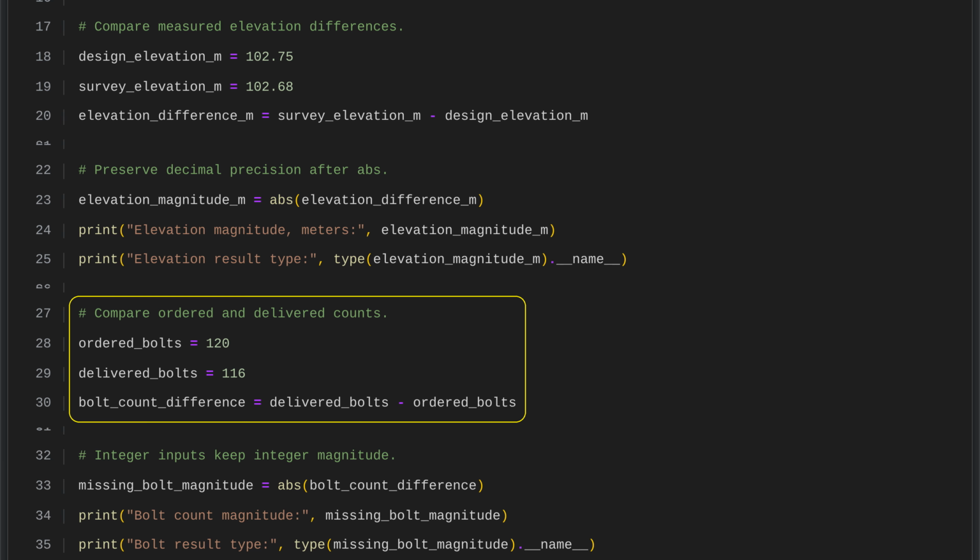The order called for 120 bolts, but only 116 were delivered. By comparing these amounts, we find that 4 bolts are missing, and this missing amount is recorded as the bolt count difference.